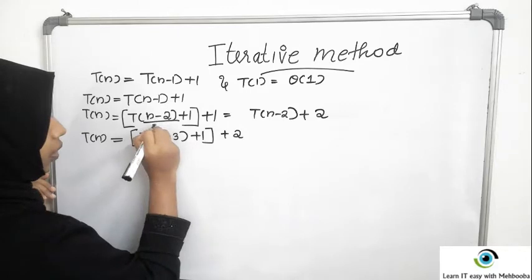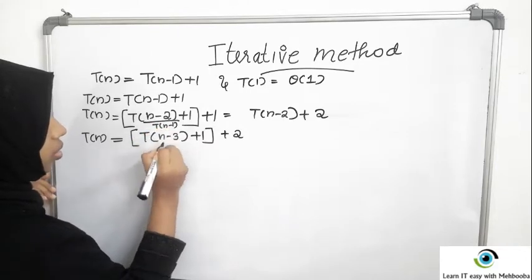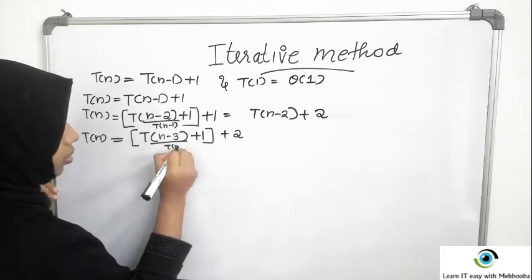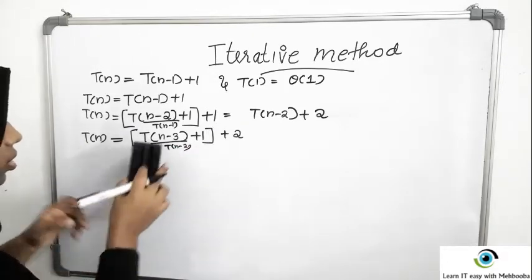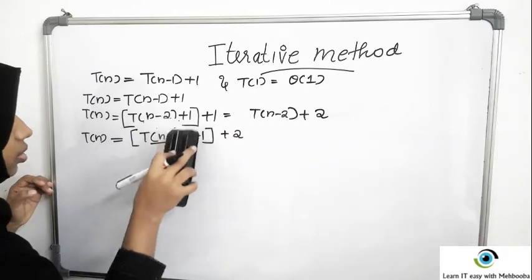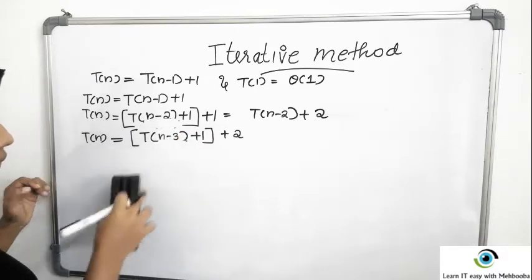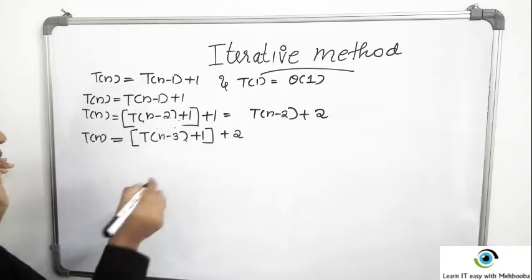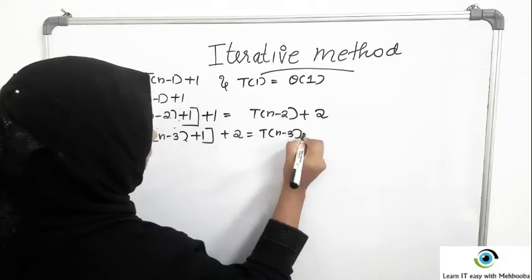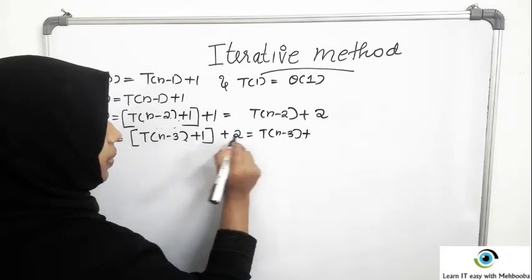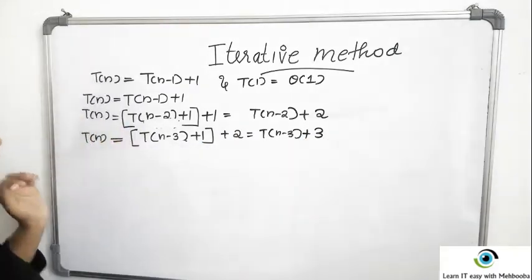This is t of n minus 1. This is t of n minus 2. Okay, it's not divided by, but this is what the term is. Plus 2. So if we are writing it, that will be t of n minus 3 plus 1 plus 2, 3. So hope you got the pattern.